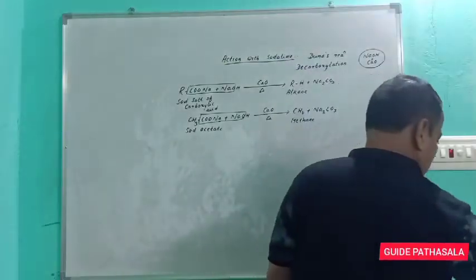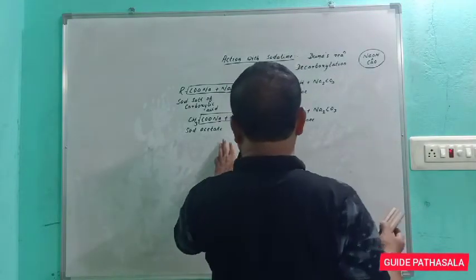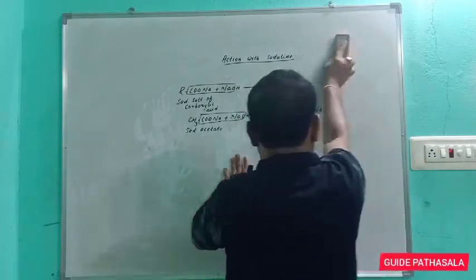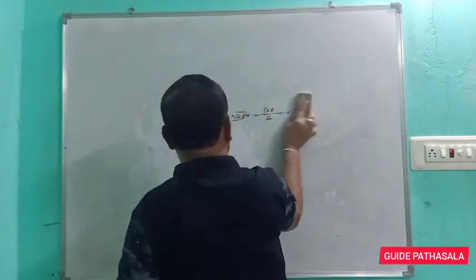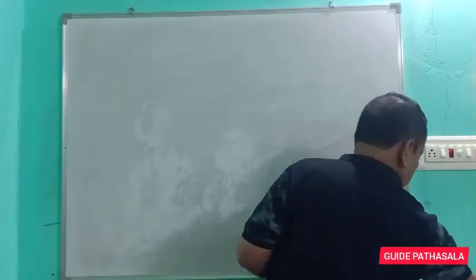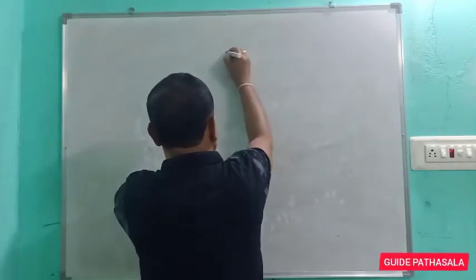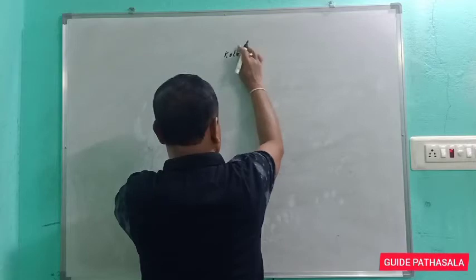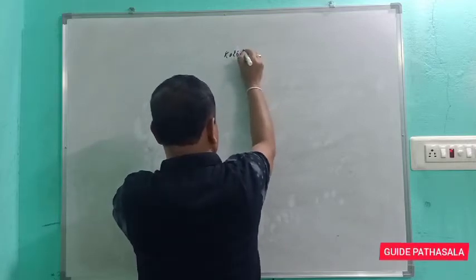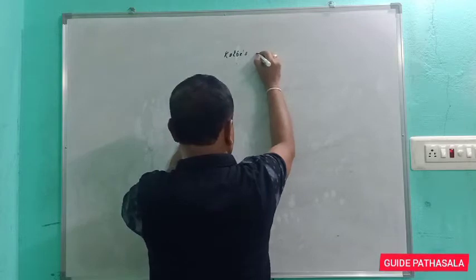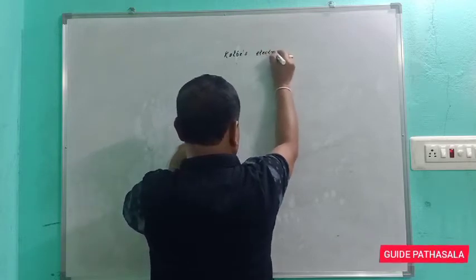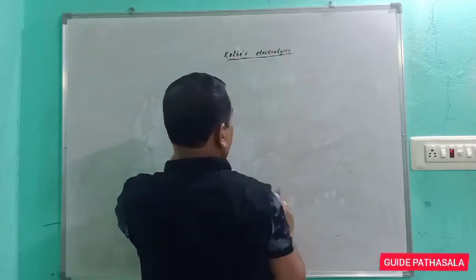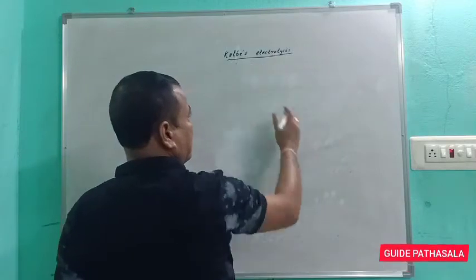Then come to what is electrolysis of sodium salt of carboxylic acid. Electrolysis of sodium salt of carboxylic acid. Sodium salt of monocarboxylic acid. This reaction is called Kolbe reaction. Kolbe's electrolysis, or Kolbe synthesis. It is called Kolbe's electrolysis or Kolbe synthesis.